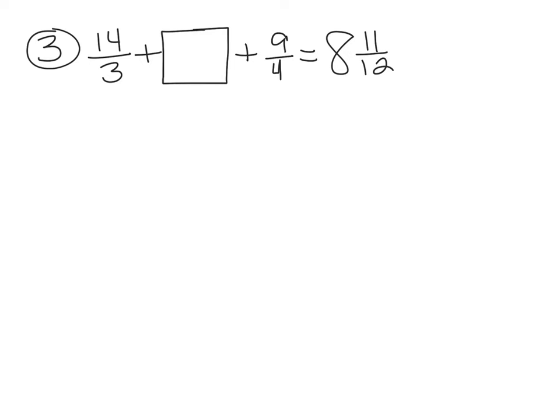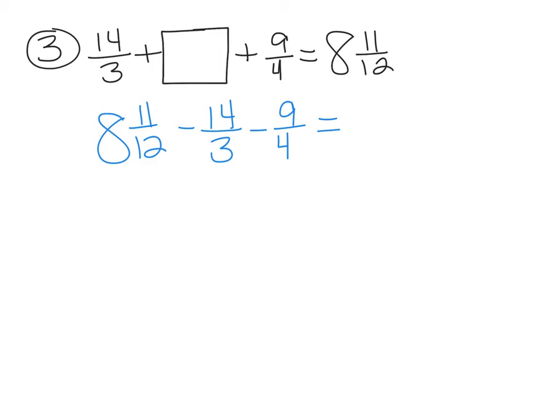Problem number 3. 14/3 plus, I don't know, plus 9/4 equals 8 11/12. Well, I know my total, which is 8 11/12. And I know 2 out of the 3 parts. So the opposite of addition is subtraction. So I'm going to subtract the parts I know, which is 14/3 and 9/4. And that's going to equal what I don't know.